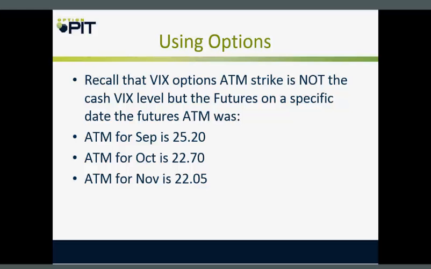So if I trade a September-November long call spread at the 22 strike, I would get a credit. Why? Well, my September option is in the money, and my November option is at the money. Not the same trade.